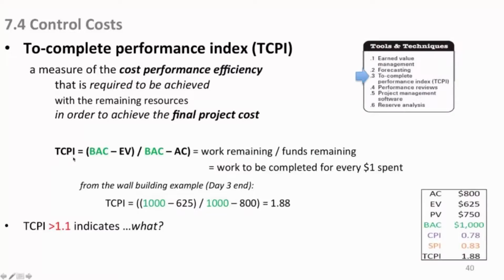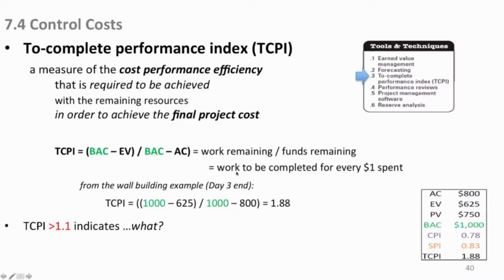The TCPI is your balance at completion minus the earned value to date, which may or may not be the value of the actual work that should have been done or the cost that should have been spent, it's the earned value against those, positive or negative, divided by the balance at completion minus the actual cost. The numerator is the work remaining, balance at completion minus EV. The denominator, balance at completion minus the actual cost, is the pure funds remaining from your budget. You divide those out and you get a number.